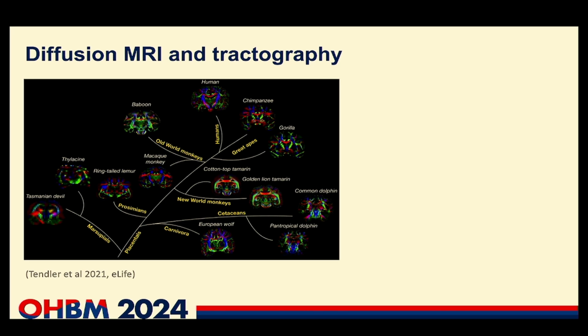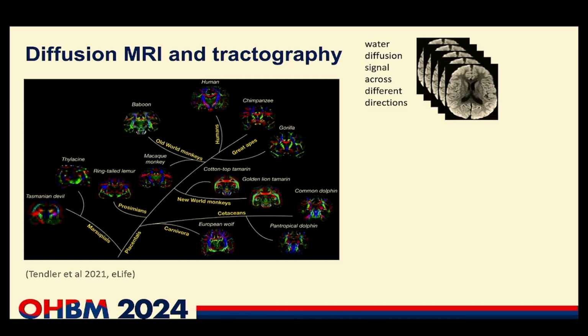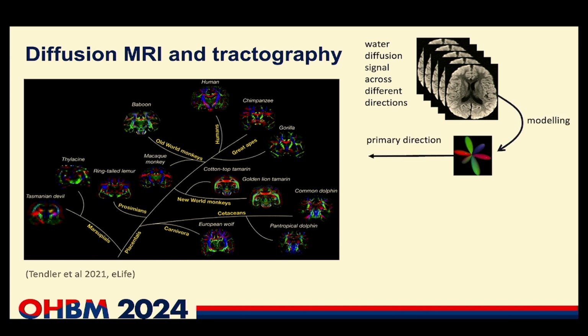And if you've acquired your diffusion MRI data, how are you able to look into a specific tract? Well, I'll give you a very, very quick abridged crash course of how diffusion imaging works. So essentially, we want to collect multiple different images, which shows the water diffusion signal across a different set of spatial directions. We then apply some mathematical modeling and combine those images into one tractogram, which shows us the primary direction of water flow or white matter fibers in the brain.